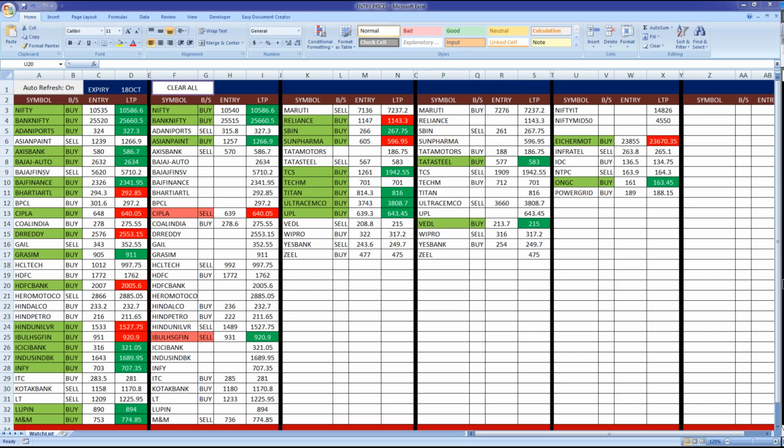MCX has a longer duration. In case you are not able to trade in the morning, you can always trade in the evening till 11:30 on MCX trades. MCX also has very good margins. Roughly around 60 or 70,000 rupees in an MCX account, you can trade all the major scripts, that is crude oil, gold, aluminium, lead, zinc, menthol oil, natural gas. These things you can trade in one lot each. So that is how it works.